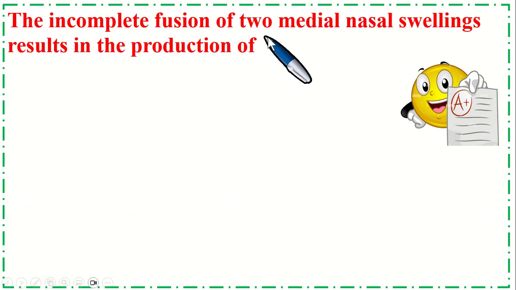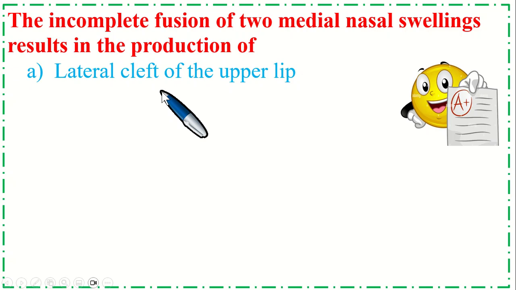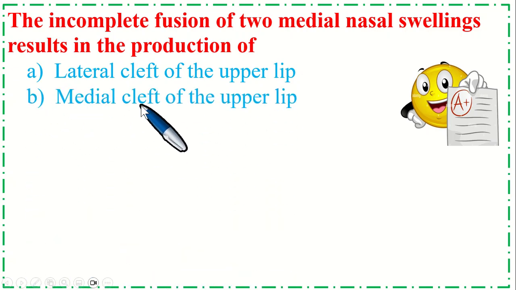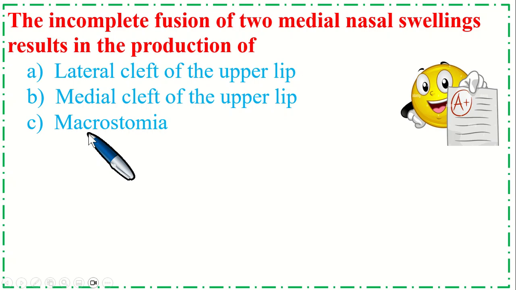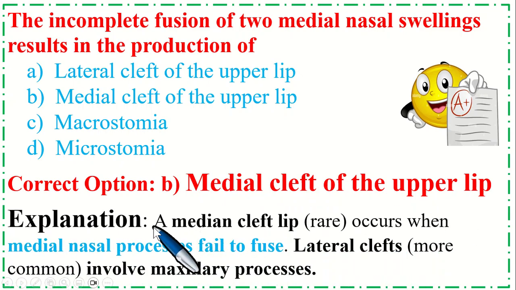The incomplete fusion of two medial nasal swellings results in the production of option A lateral cleft of the upper lip, B medial cleft of the upper lip, C macrostomia and option D microstomia. So the correct option is B medial cleft of the upper lip. Explanation is a median cleft lip rarely occurs when medial nasal processes fail to fuse. Lateral cleft is more common and involves the maxillary process.